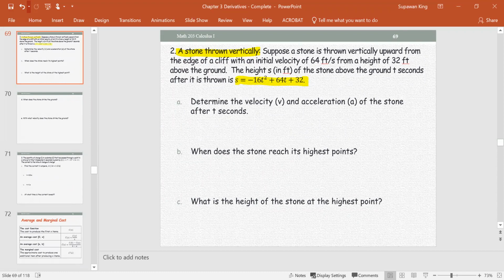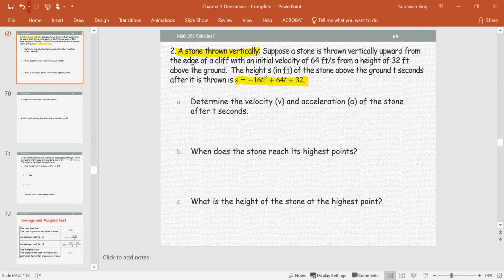Example 2. A stone thrown vertically. Suppose a stone is thrown vertically upward from the edge of a cliff with an initial velocity of 64 feet per second from a height of 32 feet above the ground. The height s in feet of the stone above the ground t seconds after it is thrown is s equals negative 16t squared plus 64t plus 32.